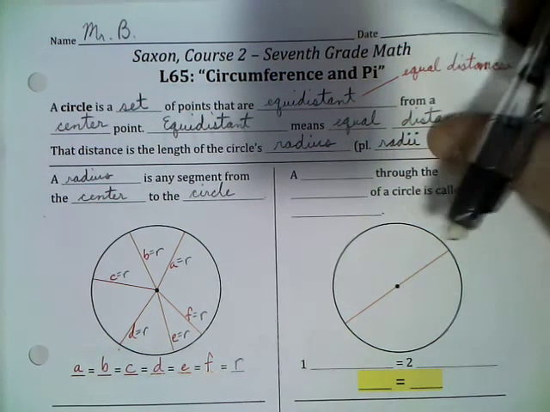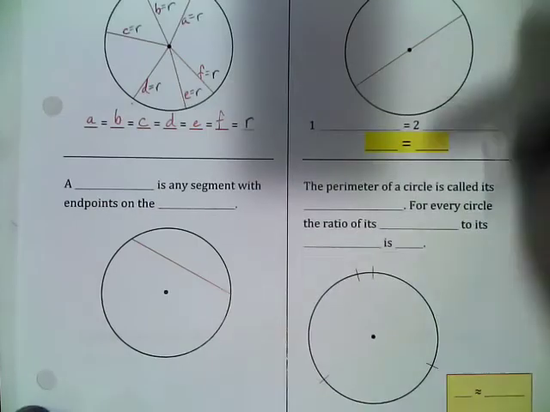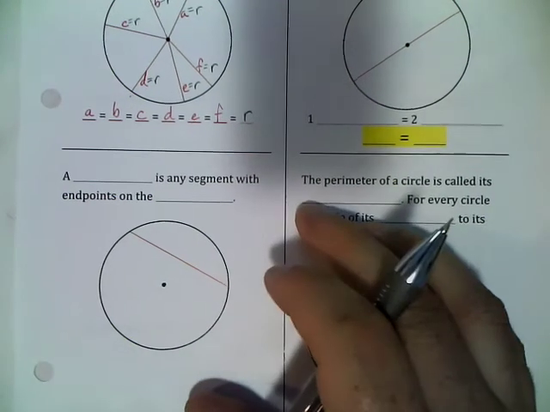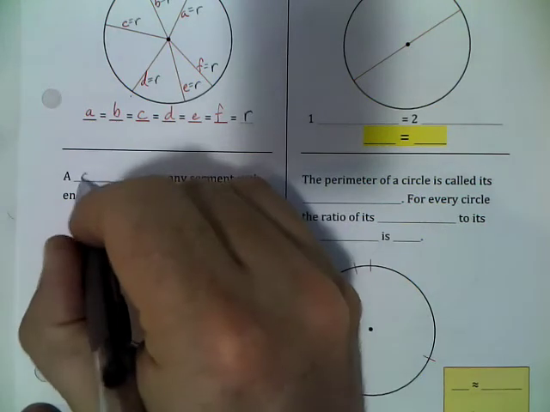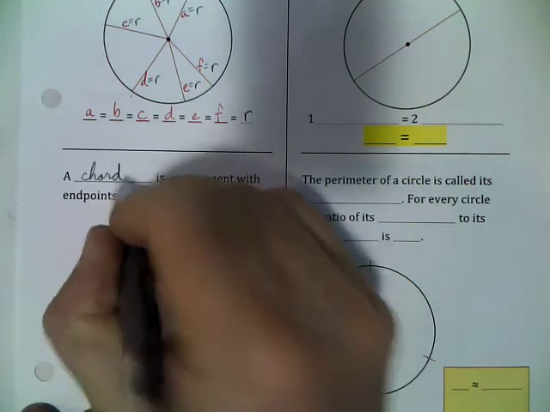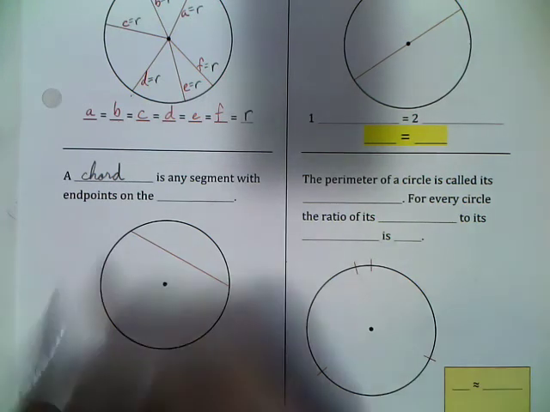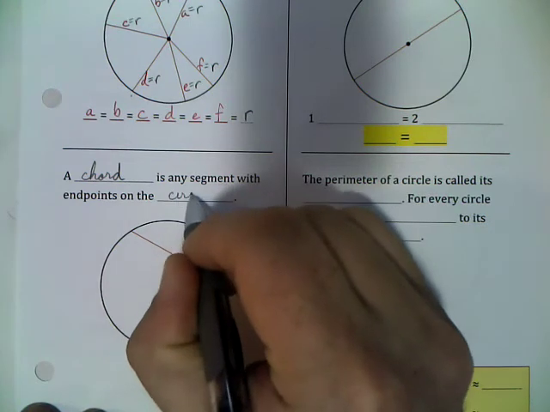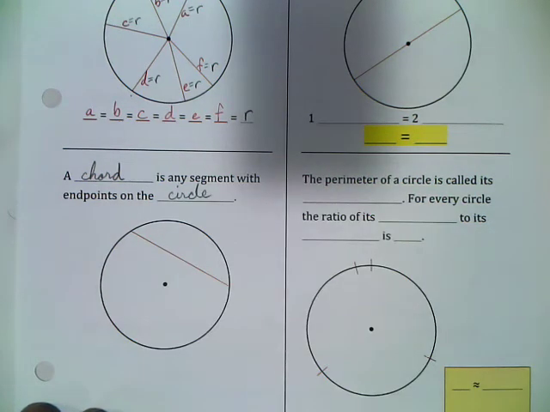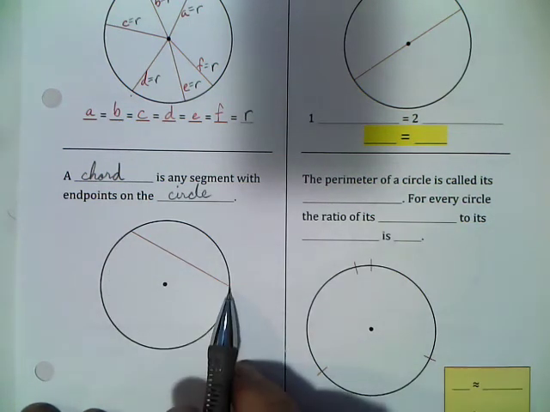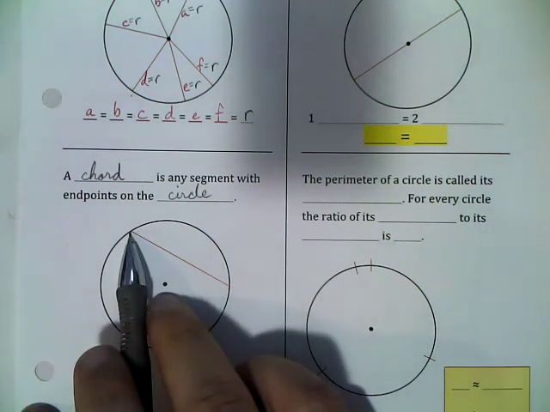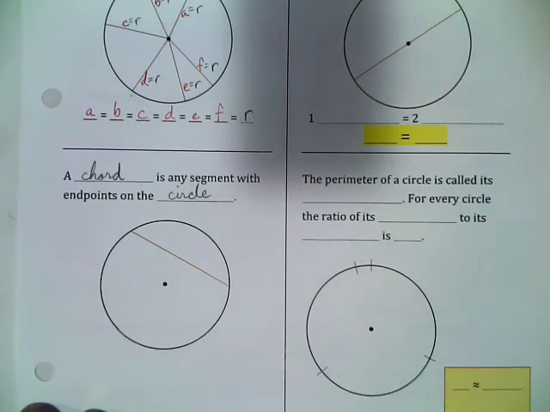We're going to move down now to the circle underneath that one. Our next vocab term here is going to be a chord, which you may or may not have heard of before in a circle. A chord is really very simple. It's any segment with endpoints on the circle. So if we look at this chord here, that's where one end has an endpoint. That's where the other endpoint is. Both endpoints are on the circle.